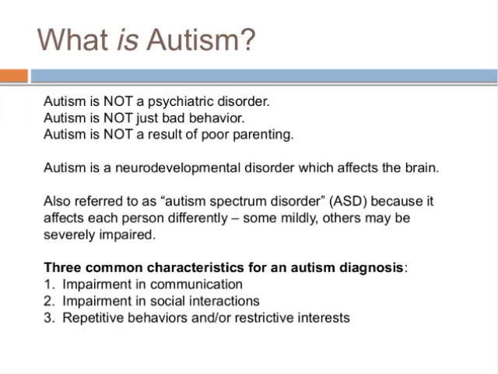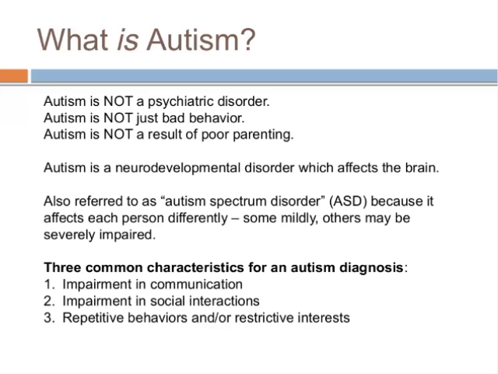For the purposes of this webinar, I'm going to be talking about children who are on the mild to moderate end of the spectrum, those that would be in the mainstream classroom for some or all of the school day. The 3 common characteristics that are necessary for an autism diagnosis are, number 1, impairment in communication. And this characteristic oftentimes is the first one that a parent notices that there might be something wrong with their child.